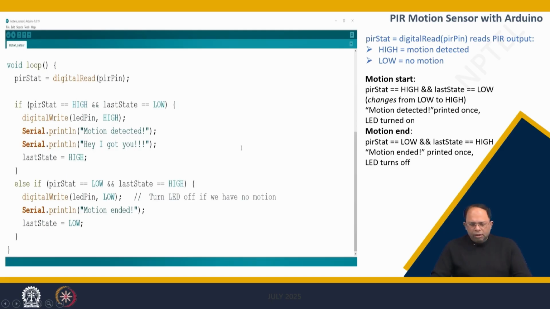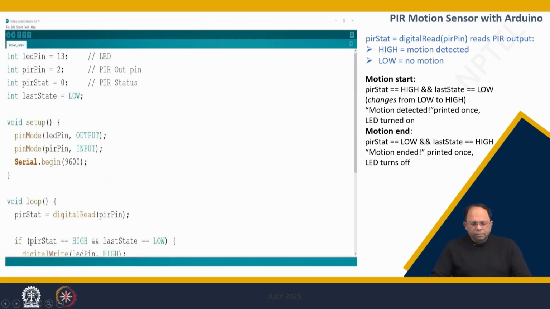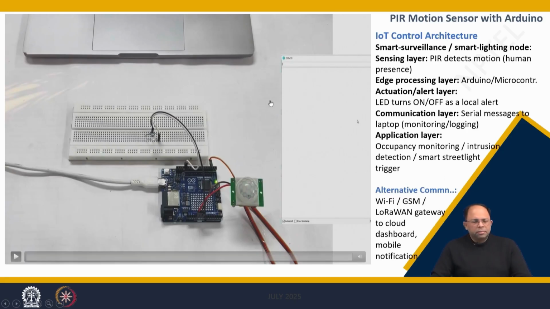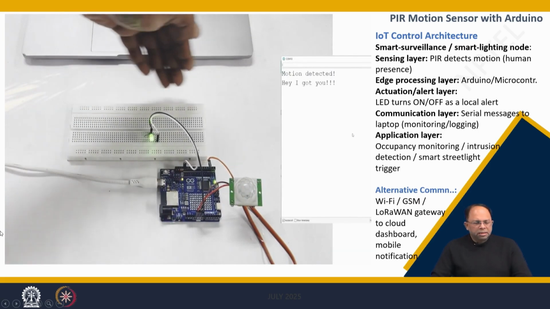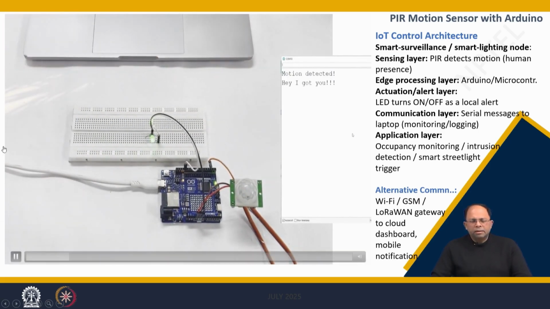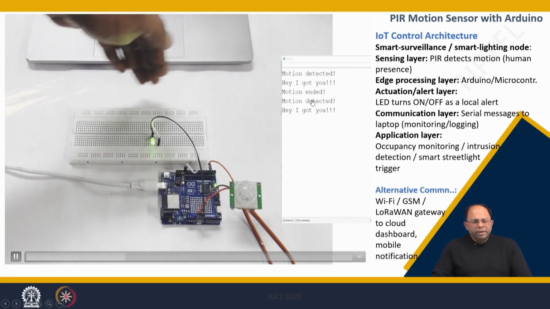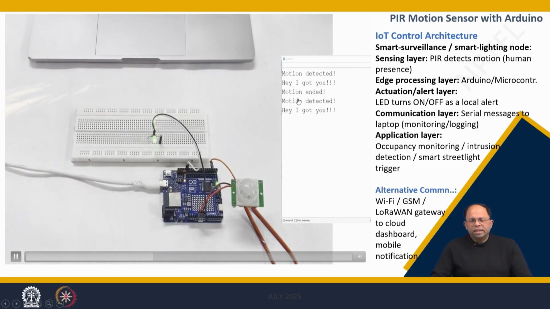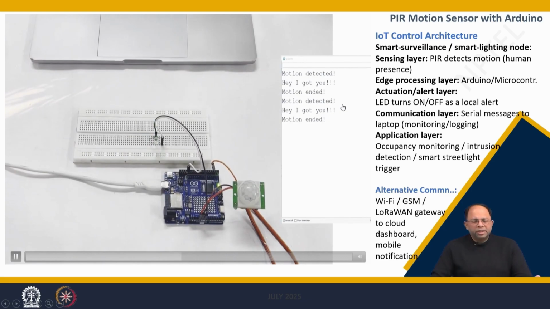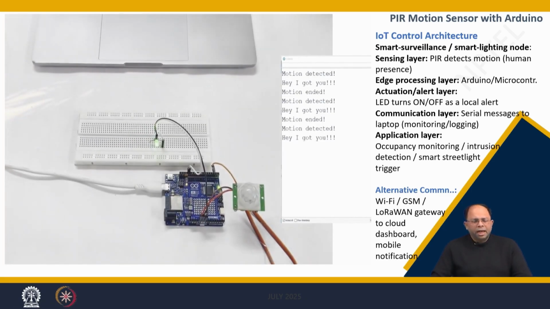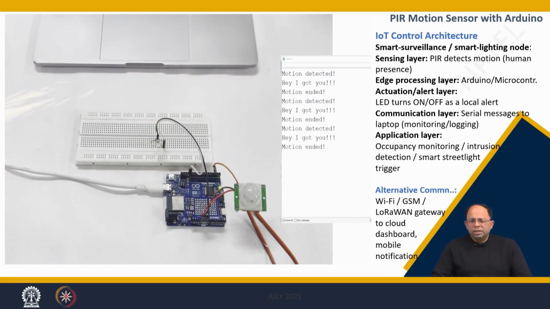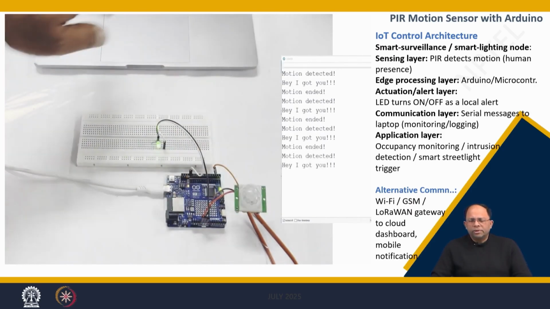So let's see how this looks. Over here you can see that as soon as I bring my hand, it detects motion: motion is detected, hey, I got you, and then when the hand is not detected, it prints motion is ended. We can continuously keep on doing that, and this is very sensitive, and we can actually tune to what distance and so on.